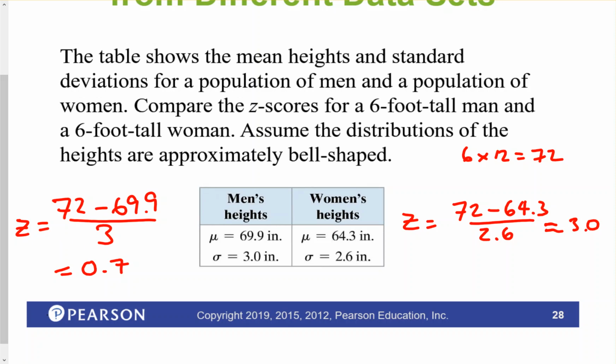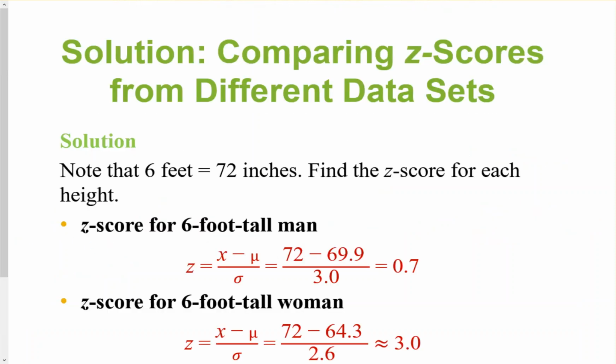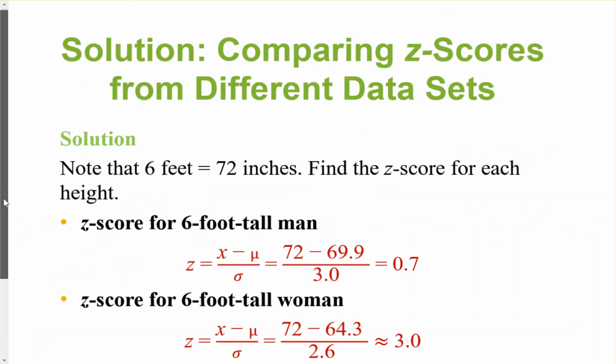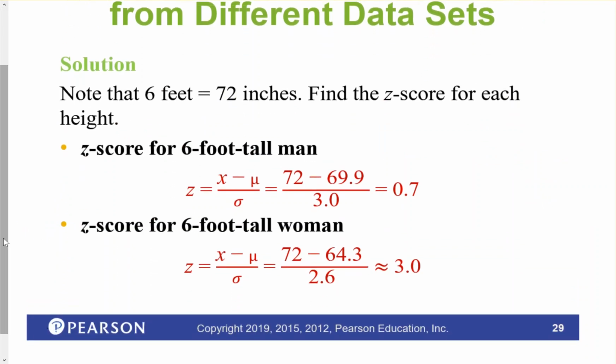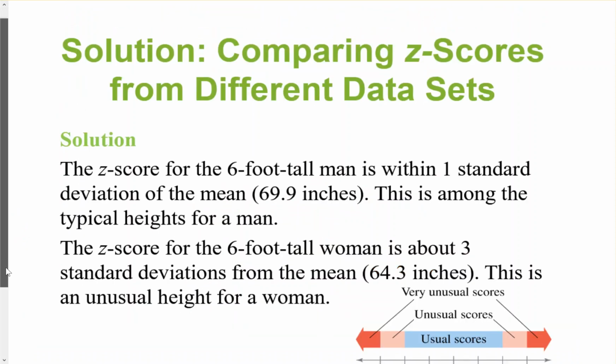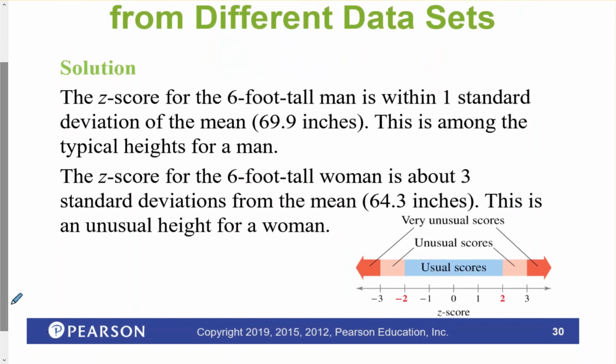Okay, let's see how they analyze it. They got the same z-scores. Very good. The z-score for a 6-foot tall man is within 1 standard deviation of the mean. This is among the typical heights for a man. The z-score for a 6-foot tall woman is about 3 standard deviations from the mean. This is an unusual height for a woman. And that's what we were saying earlier.